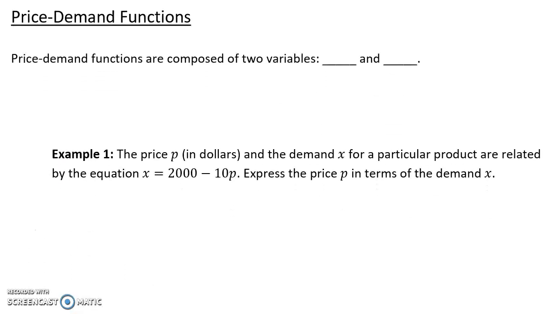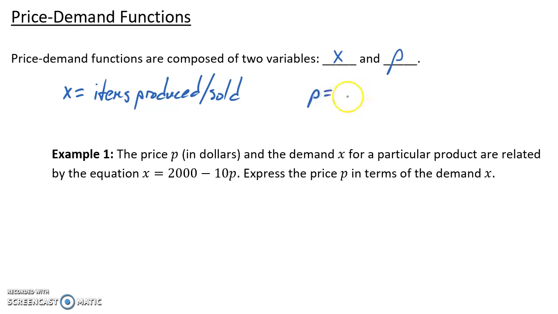So when we talk about price demand functions, those functions are going to be composed of two variables, x and p. In this case, a lowercase p, which will be an important distinction later on. X, and this will be true throughout our different applications, our different functions we'll introduce here, X will refer to items produced or sold. So we're producing and selling some number of items, and we're going to be selling those items at some price point P. So P is going to refer to our price per item.